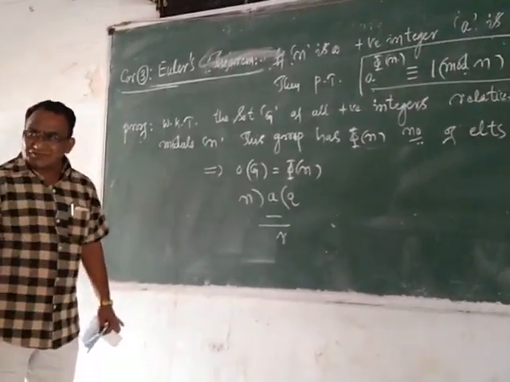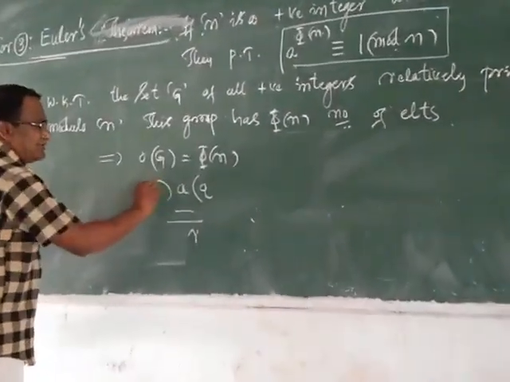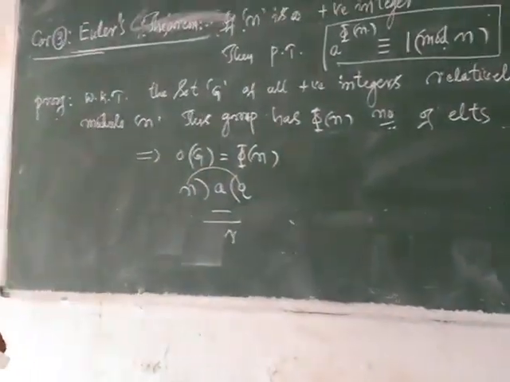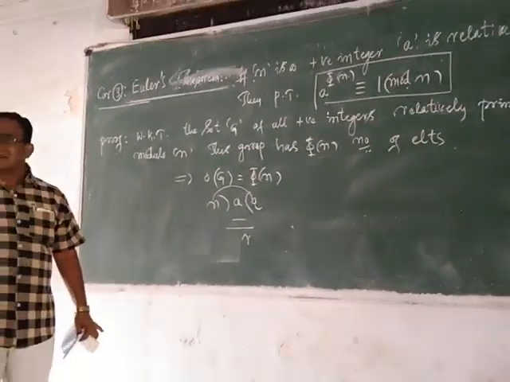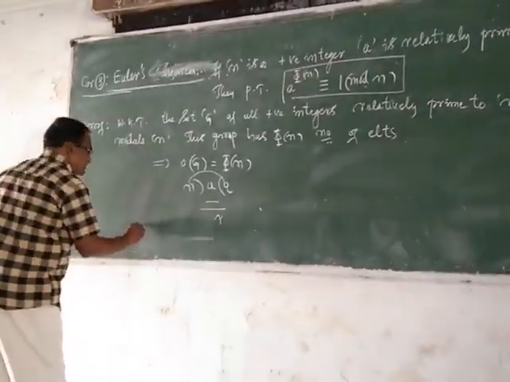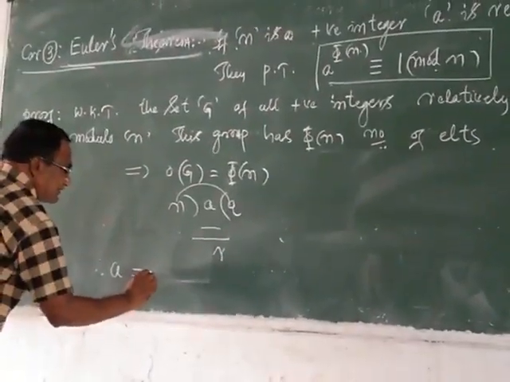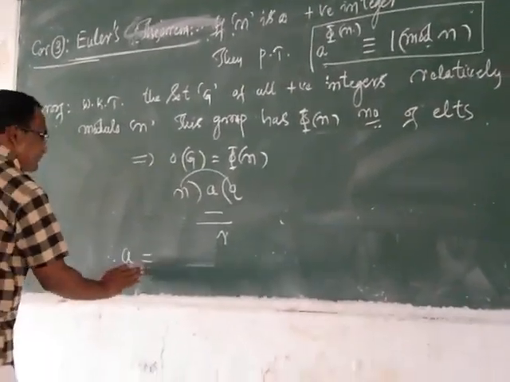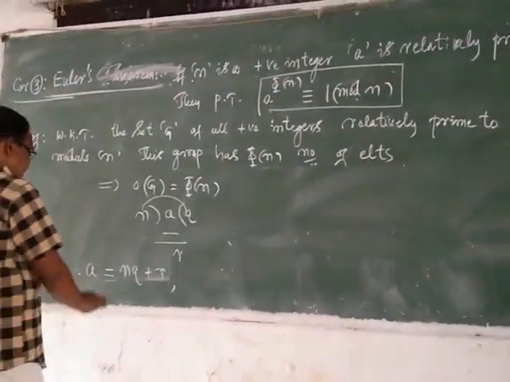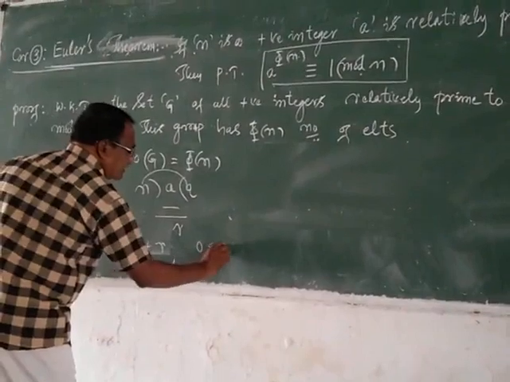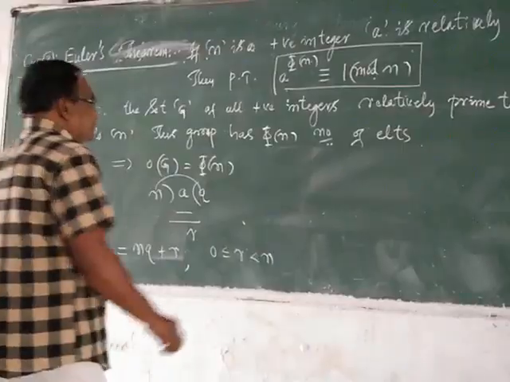By the division algorithm, A = nQ + R, where R is the remainder, that is, 0 ≤ R < n. Therefore A = nQ + R, where 0 ≤ R < n.